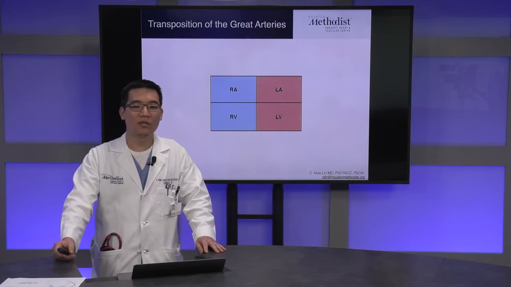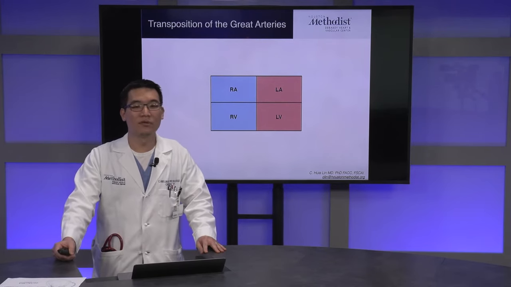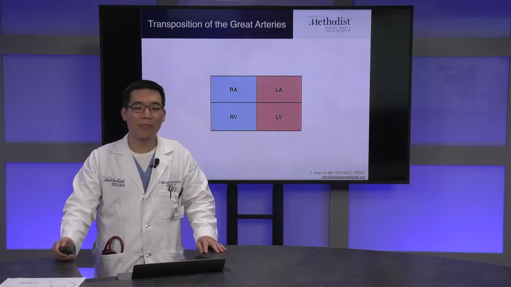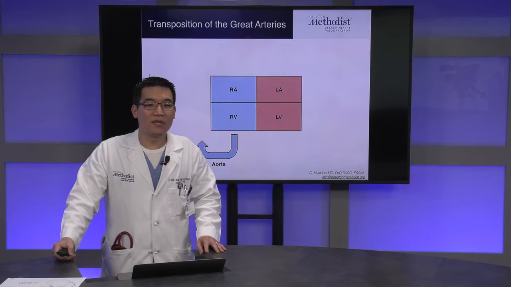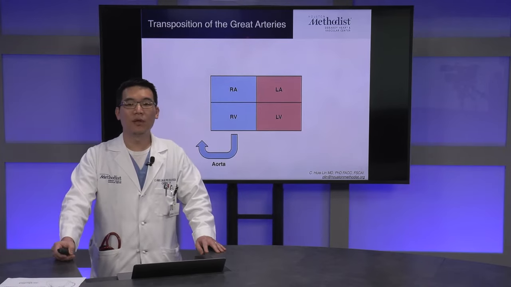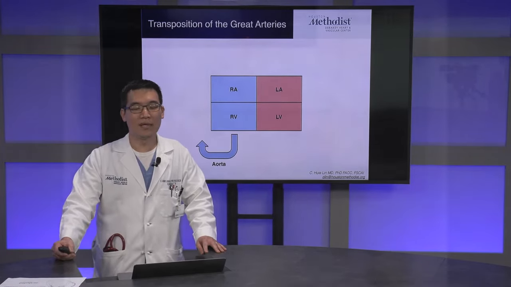And here first we're going to talk about complete transposition of the great arteries, also known as d-transposition of the great arteries. So these patients, when they're born, are fairly ill. The reason for this is, of course, you have transposition. So in other words, the right ventricle gives rise to the aorta.